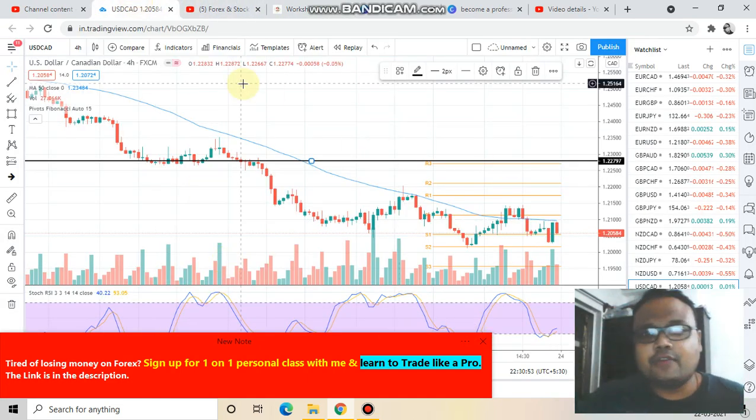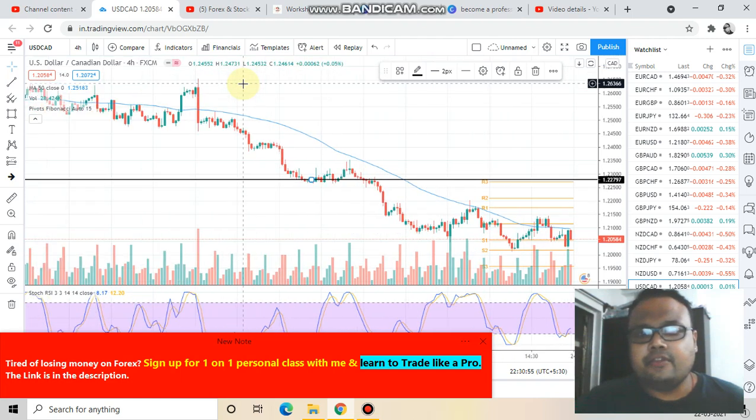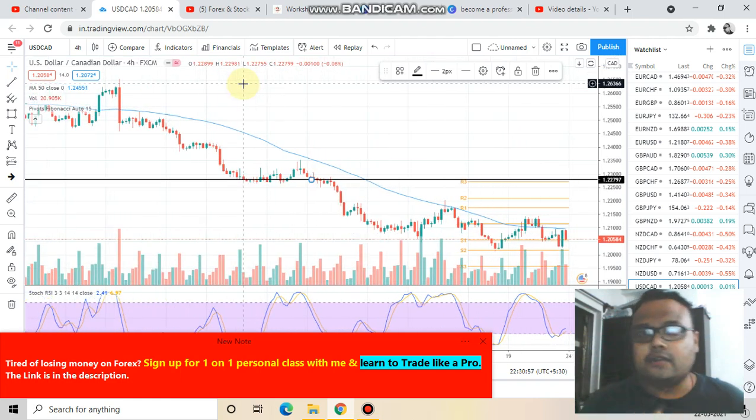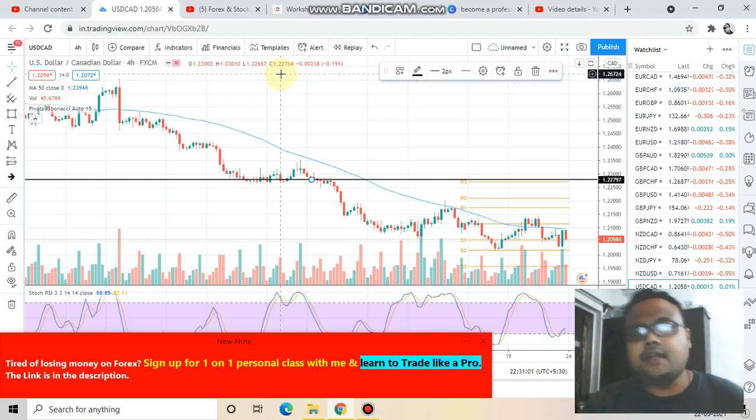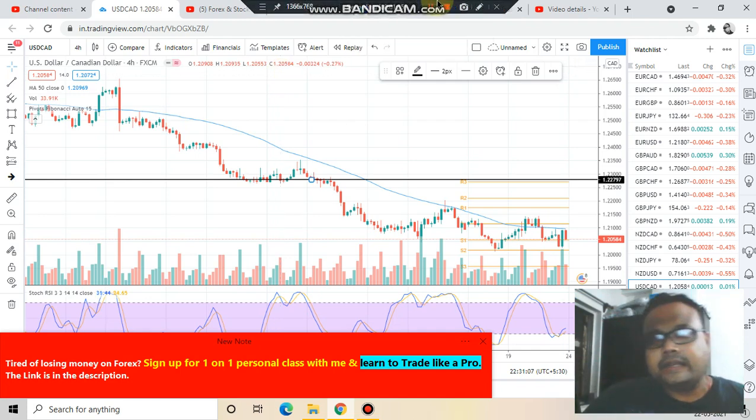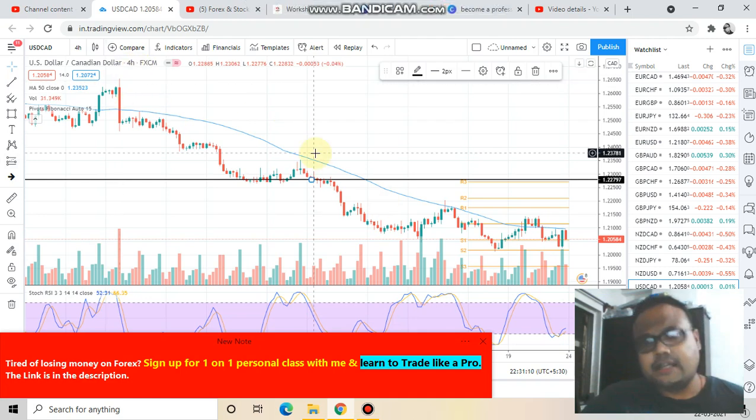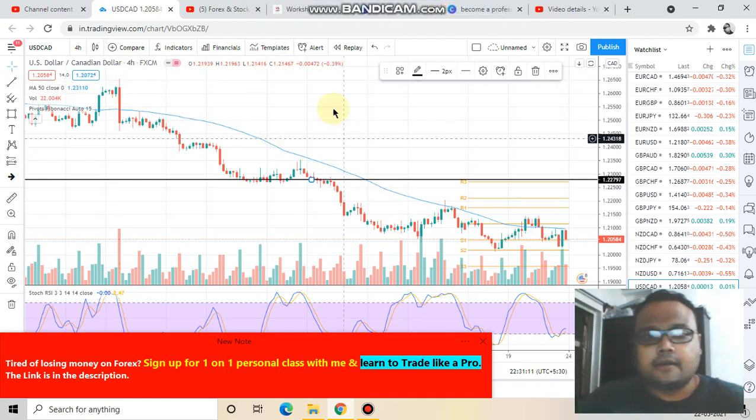So this is the chart of US dollar, Canadian dollar, and if we just look at the chart, then there is no doubt that market is in downtrend. And as I always say, trading in a trending market is always easier in comparison to other markets. But there is a complication in this chart that I'll come back to later.